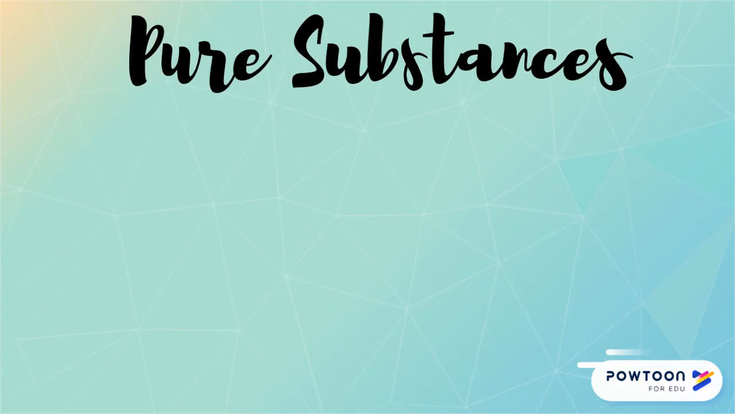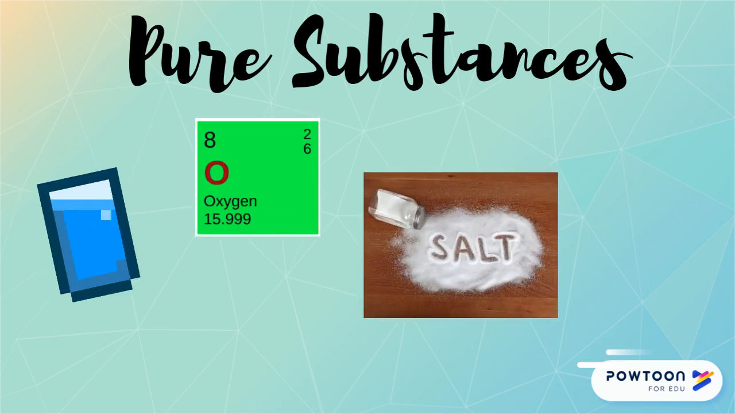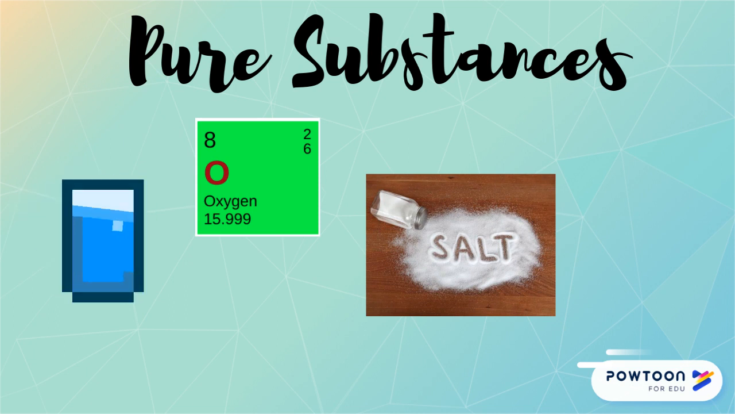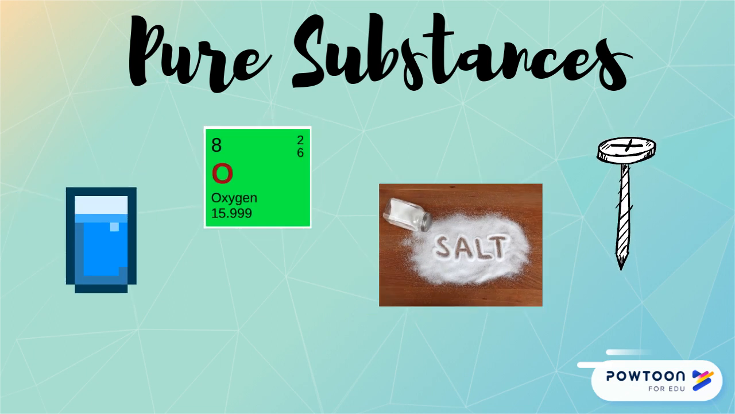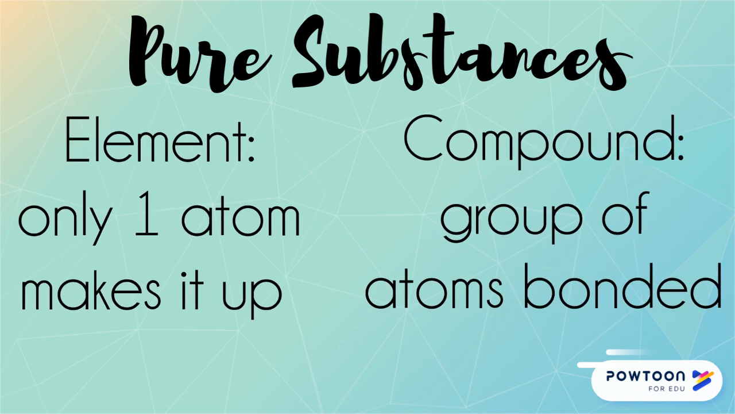Here are some other pure substances that you encounter every day. Water, oxygen, sodium chloride, also called table salt, and iron. Each of these substances is either an element, because it is just one atom on the periodic table, or a compound because it is a group of atoms chemically bonded to each other.